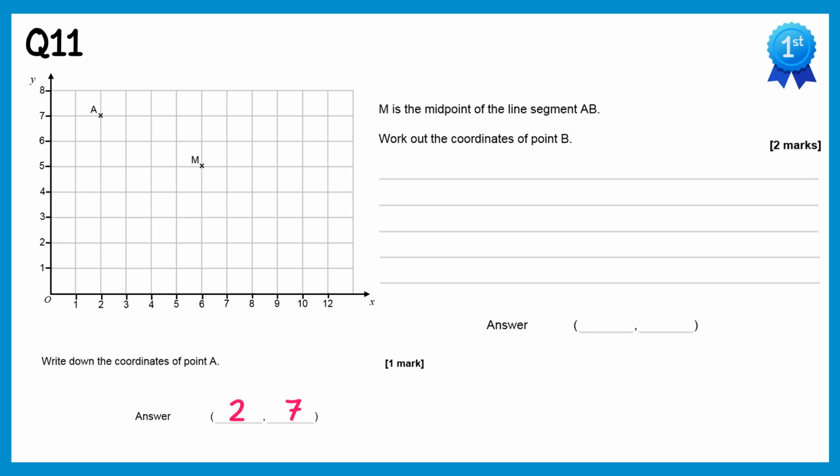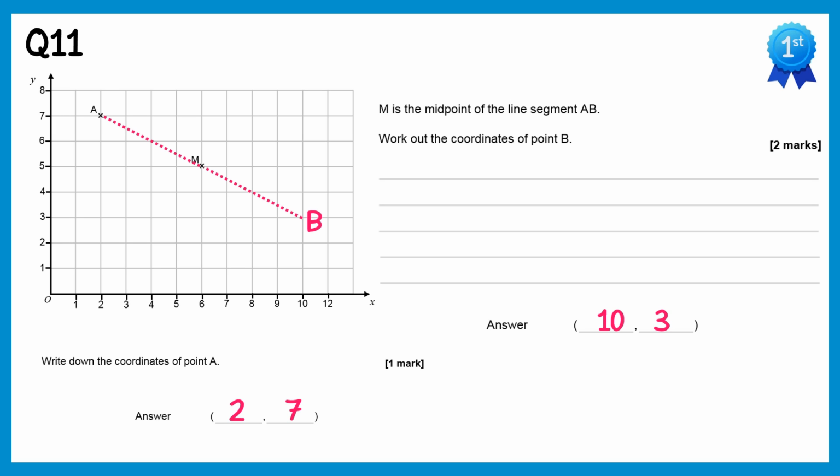For this next part, we need to use the information that M is the midpoint of the line AB to work out the coordinates of B. So this is the line AM, and there's a point B somewhere on the diagram that makes M in the middle. So if we just draw this exact same line again but from M, we'll find out where B is. So B is here, which has coordinates 10, 3.